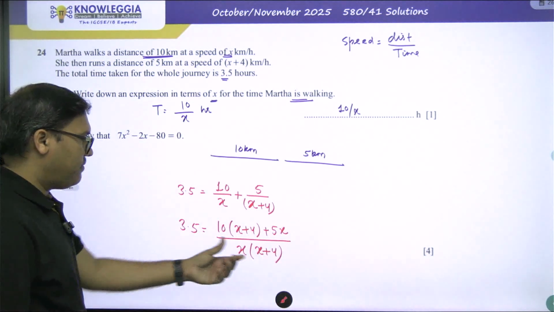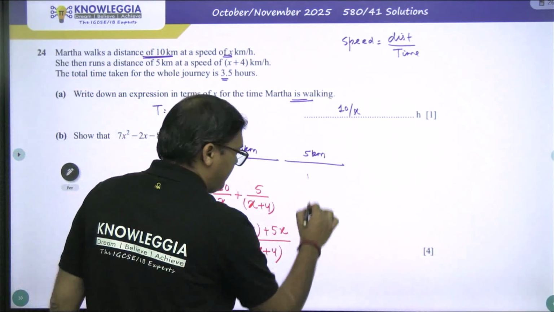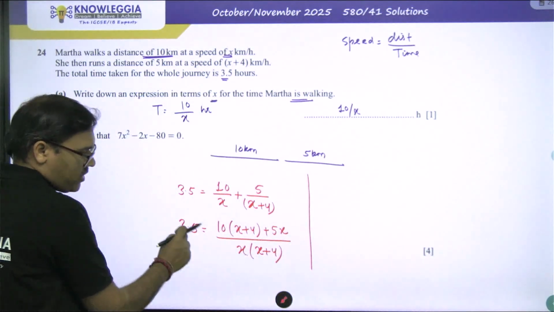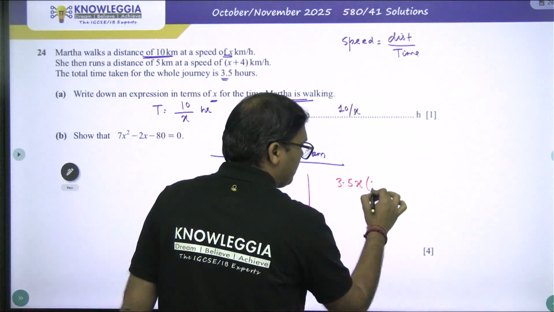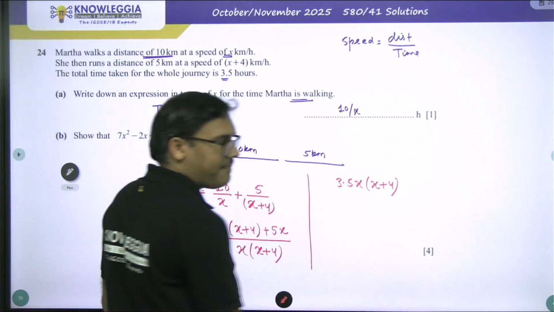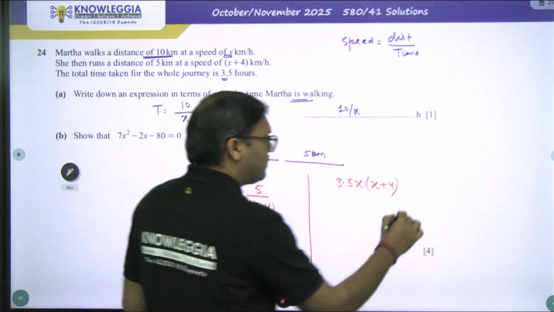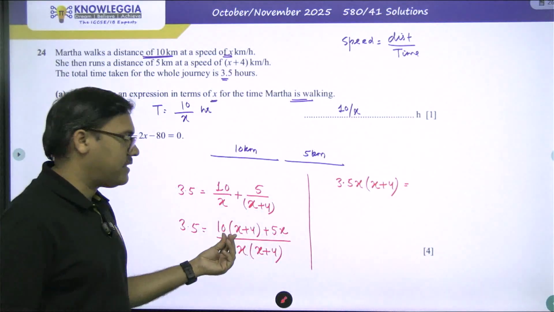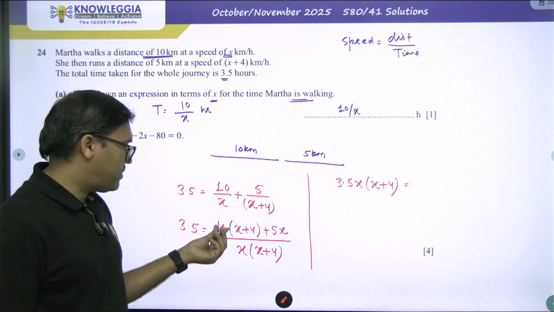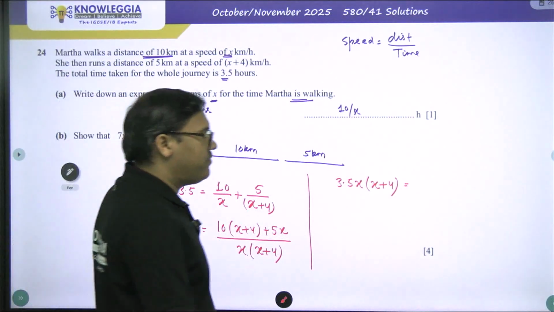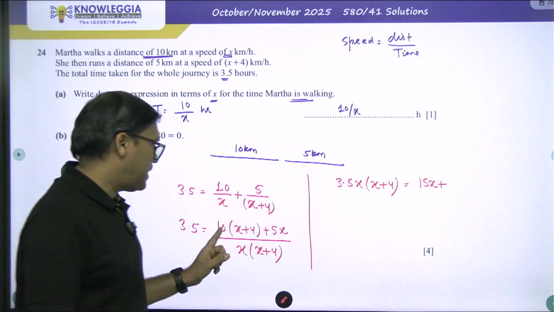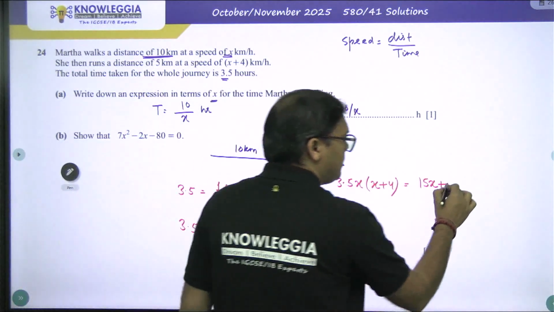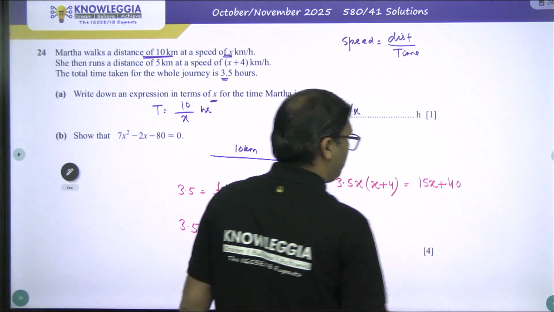Right. Now let's simplify this. Let me write it here. So this will cross multiply here. So this is 3.5x times x plus 4 is equal to, you can clearly see, this is 10x plus 40 plus 5x. So 10x plus 5x will become 15x. And this is 10 into 4, that is 40. Right? So this is the expression.